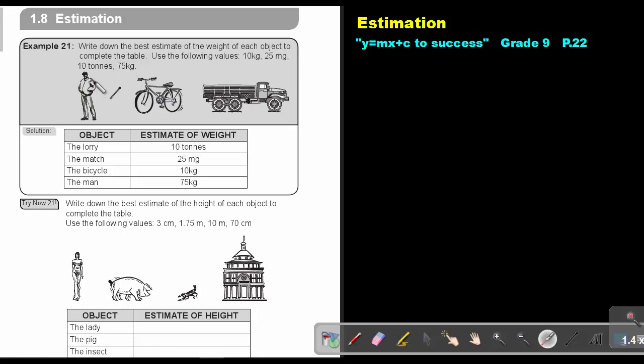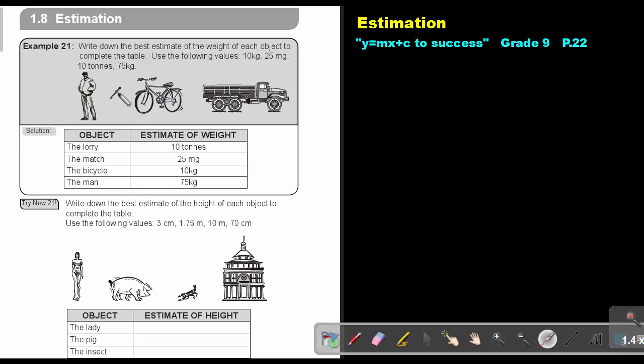Okay. Now, think of a man. What is a man? What is a full adult person? What will his weight be? It can be anything between 70 and 100. So if I look, I see 75. So 75 kilogram, that will be the man.